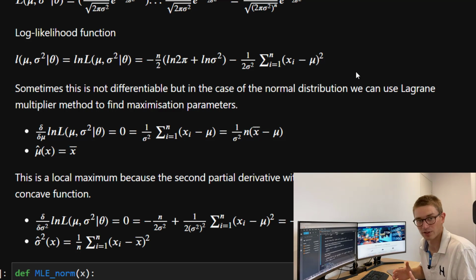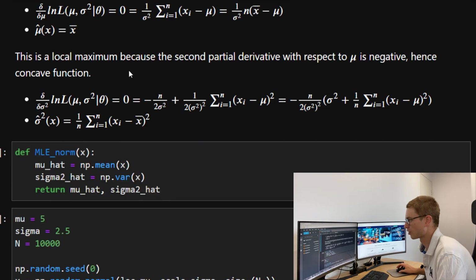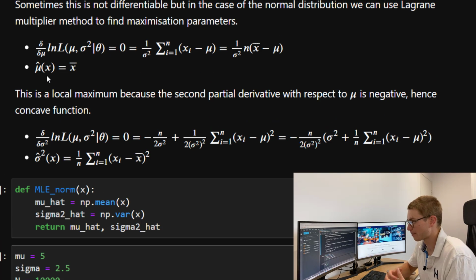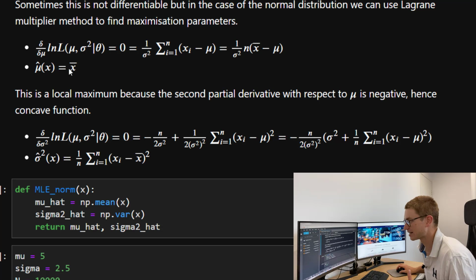Sometimes, as we've said, this isn't going to be differentiable, but in this case with the normal distribution, we can use the Lagrange multiplier method to find the maximizing parameters. So here, you find the partial derivative, you make it equal to 0, and then you find that the maximum likelihood estimates for both the mu and the sigma, so the mean and the volatility, are actually the mean of the data that we observe.